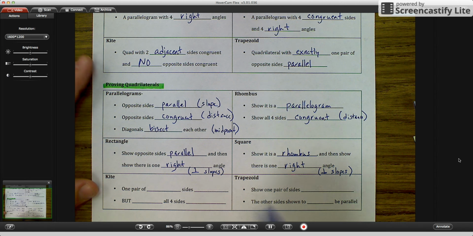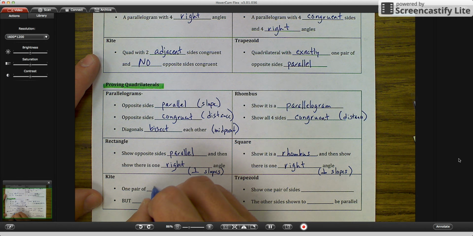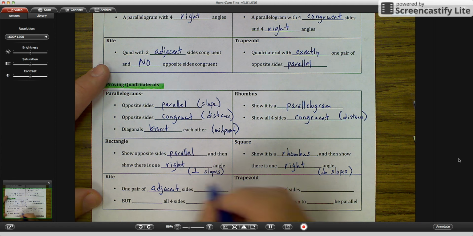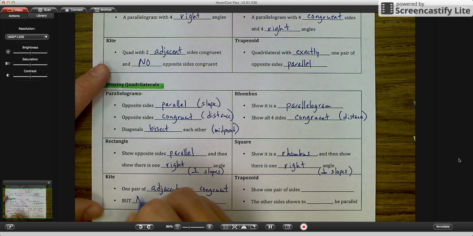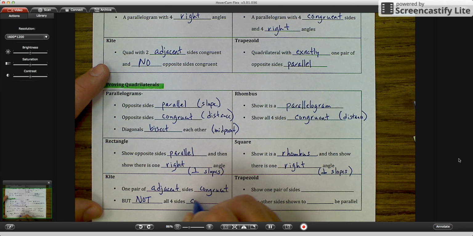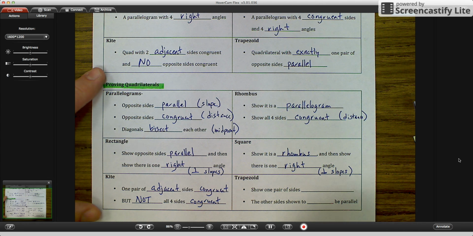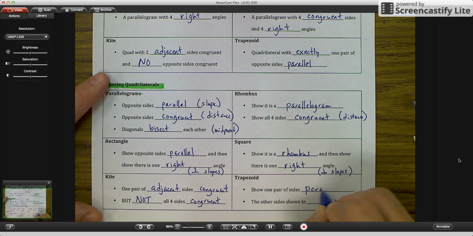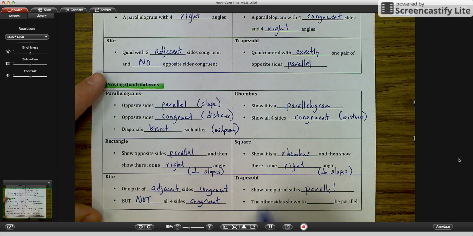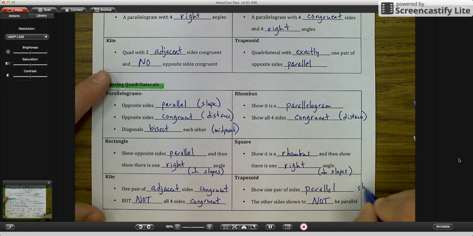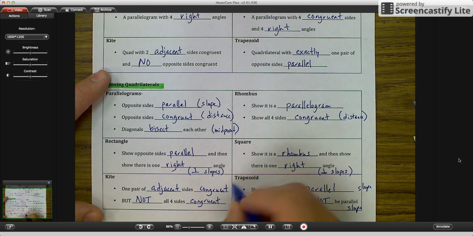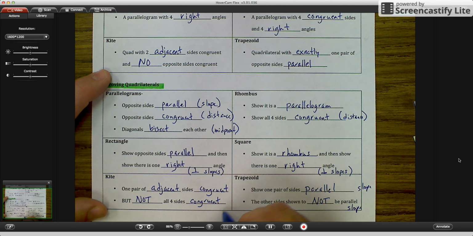A kite is 1 pair of adjacent sides congruent, but not all 4 sides congruent. And then the last piece is a trapezoid. You want to show 1 pair of sides parallel, and then the other sides shown to not be parallel. So again, you're going to be dealing with slope here and with slope here. One congruent would be distance. So you're doing distance on the kites.